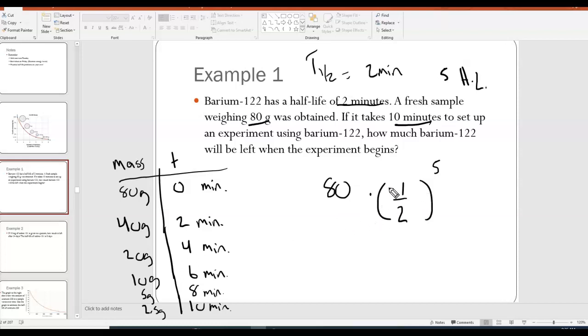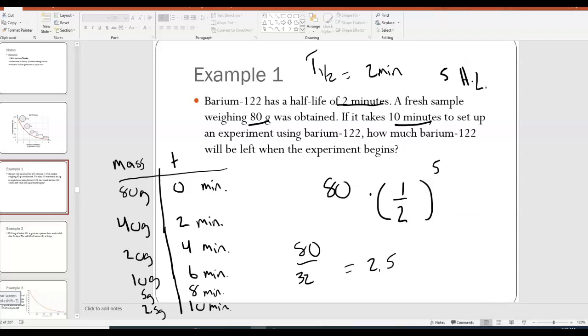Because 1/2 raised to the 5 power would be 1 over 32. Actually, sorry, not 64, 32. And 80 over 32 is, guess what? 2.5. Okay, so either way you'd get the same thing. So let's just do a few more basic examples with half-life.